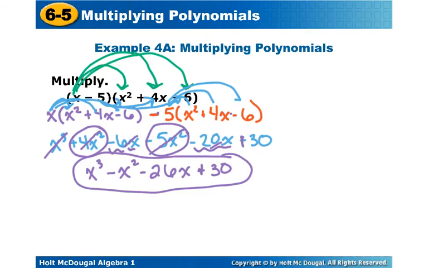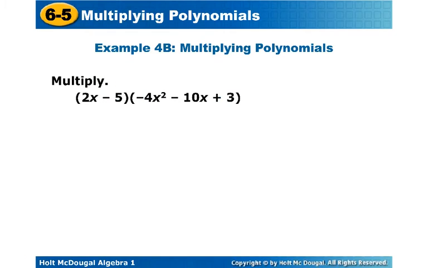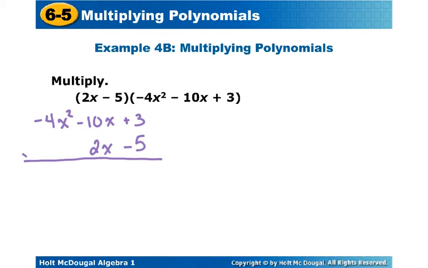Alright, next example. So, for this one now, I'll do the vertical method. So, I'm just going to set it up. So, negative 4x squared minus 10x plus 3. And then you have 2x negative 5. So, multiplying. So, you get negative 15. Negative 5 times negative 10x is positive 50x. Negative 5 times negative 4x squared is positive 20x squared.